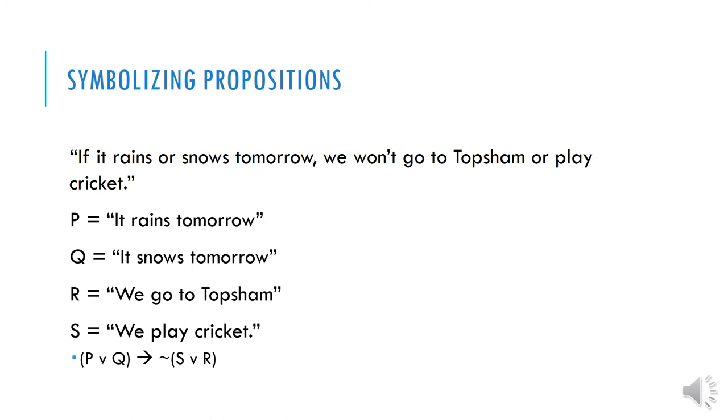When we're writing this, it's important that we get the parentheses in the right place, just like with a math problem. We see on the second half of this proposition, the consequent portion, the negation comes before the parentheses, because what we're saying is that going to Topsham and playing cricket both won't happen if it rains or snows. So here we see that going to Topsham and playing cricket is a necessary condition upon the weather. Basically saying, if the weather is bad, we will not get to play or go.